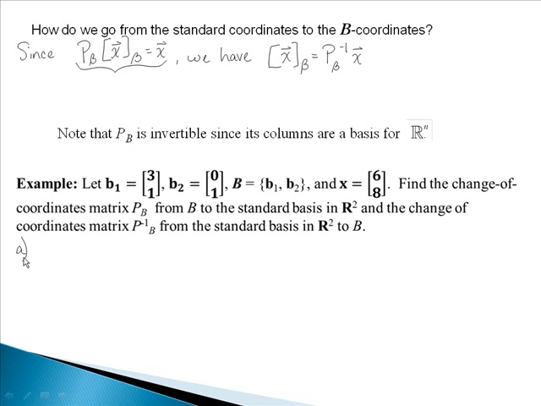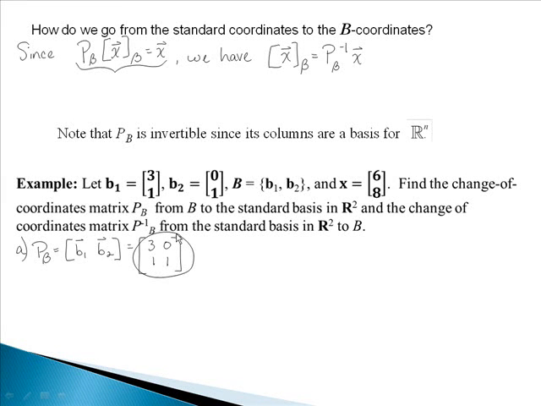So the first thing we're going to do is find our change of coordinates matrix and then the inverse of it. P sub beta, remember, is just equal to the matrix made up of b1 and b2. So it's going to be this matrix here, 3, 1, 0, 1. So that's fairly easy and straightforward to find. So here is P sub beta.